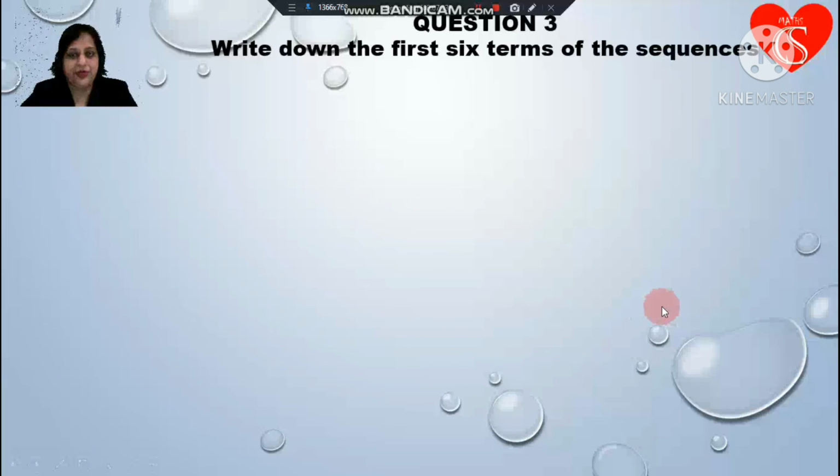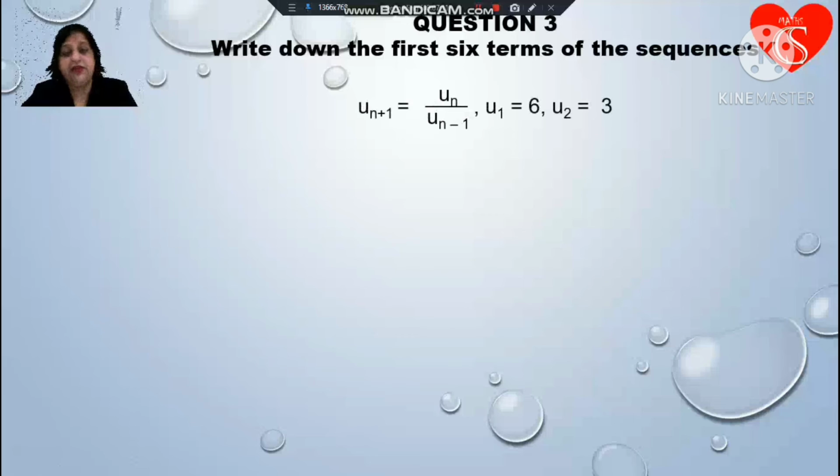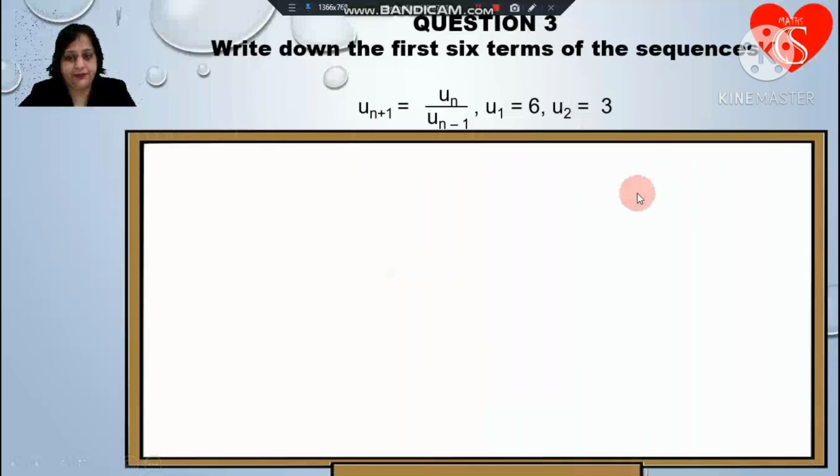The third question also requires you to give the first 6 terms of the sequence. The explicit formula given is the n plus 1 term is equal to the n term divided by the n minus 1 term. You are given the first and the second term, so the first and second terms are written.